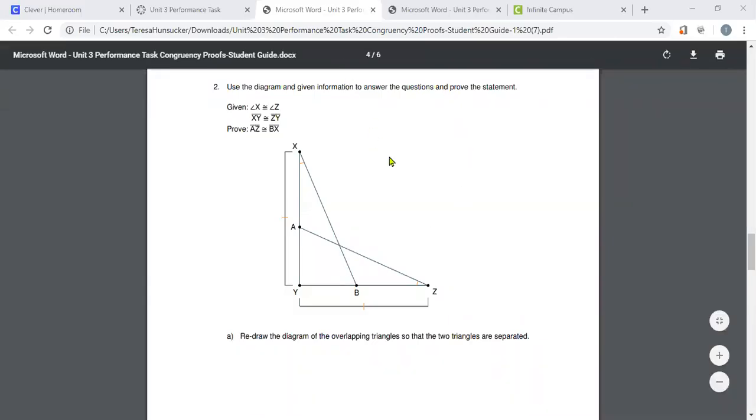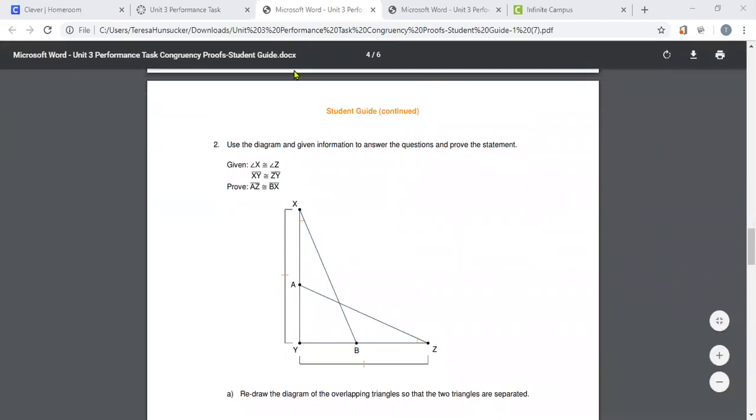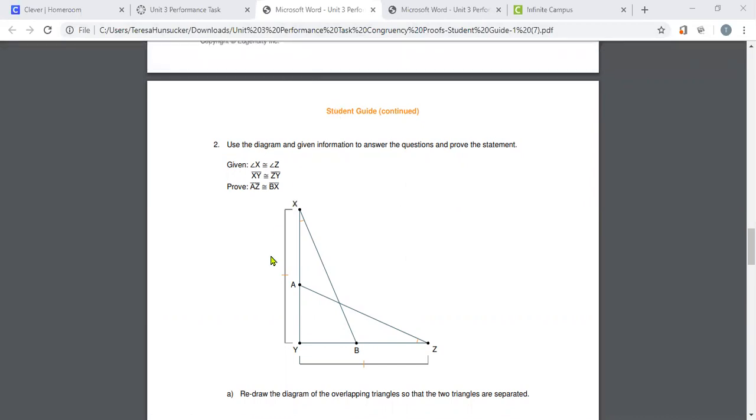Okay, folks, this is part 2, number 2 on the Unit 3 performance task. In this one it says use the diagram and the given information to answer the questions and prove the statement. It's given that angle X is congruent to angle Z, and it is marked already for us. See the little arc there? They each have one arc. That means those angles are congruent. It also says that segment XY is congruent to ZY, and that's marked congruent.